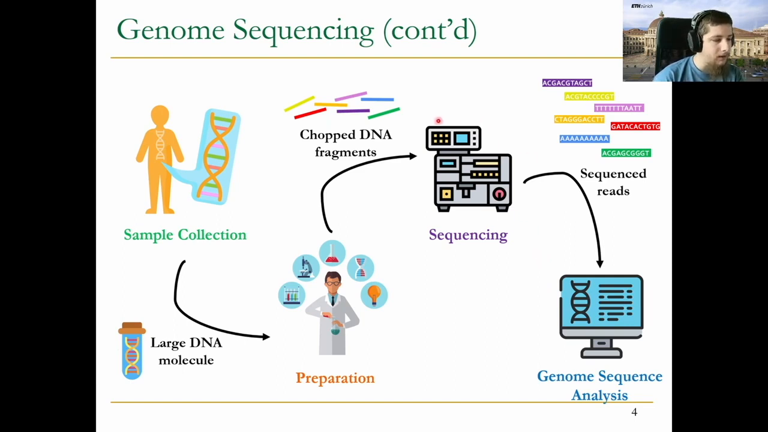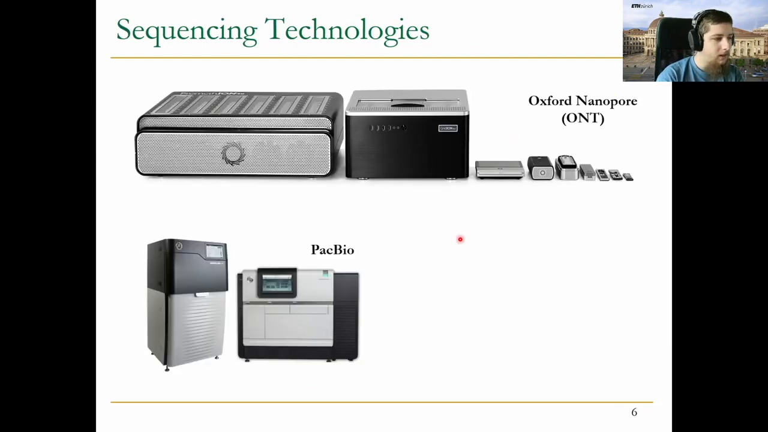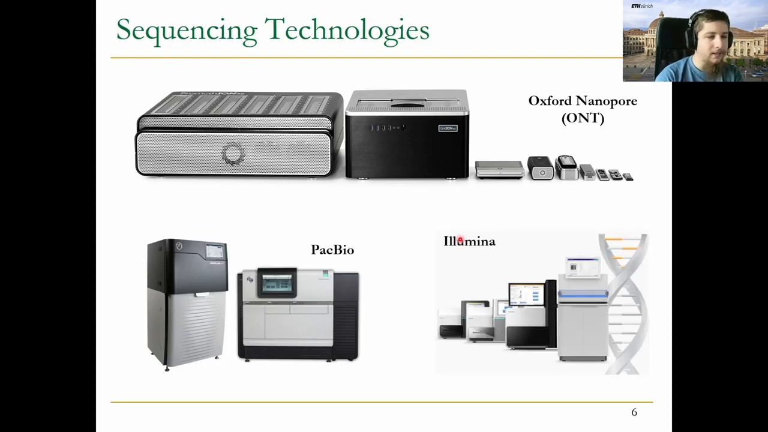Now let's briefly look at these machines, because these really affect what we need to do in the downstream stage here. So these sequencing machines, there's a bunch of technologies, and some of the most popular ones are, for example, ONT, PacBio, or Illumina. And these have different properties, because some of them are more accurate, some of them are faster, cheaper, whatever. But the most important thing for now is that it's really the cost reduction that these technologies have brought us in the last years.